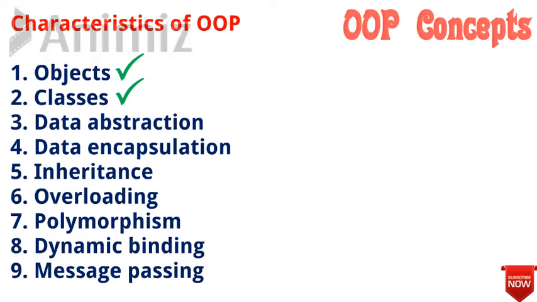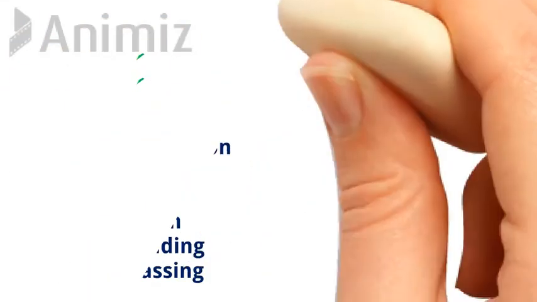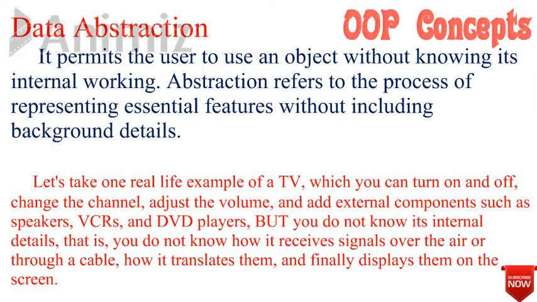Now, let us understand the third characteristic of OOP, that is data abstraction. Data abstraction is a process of showing essential features without showing the background details. It permits the user to use an object without knowing its internal working. Abstraction refers to the process of representing essential features which do not include background details, how exactly a program works.